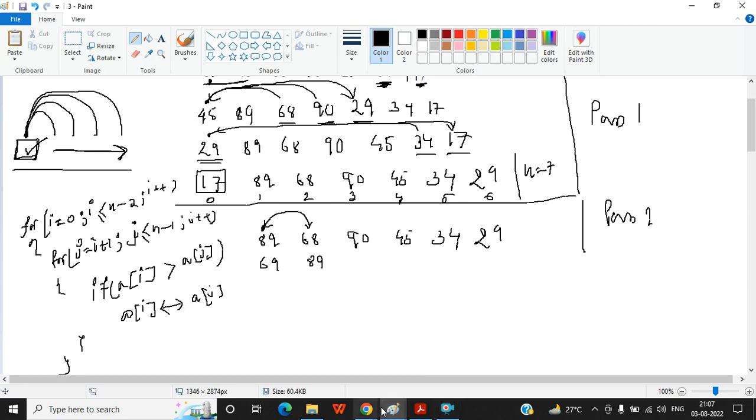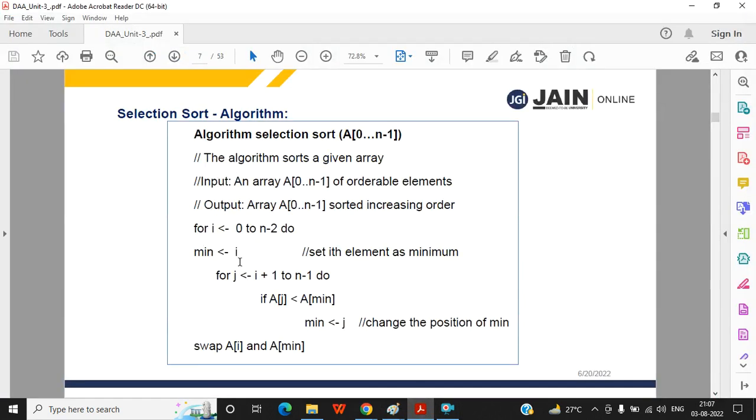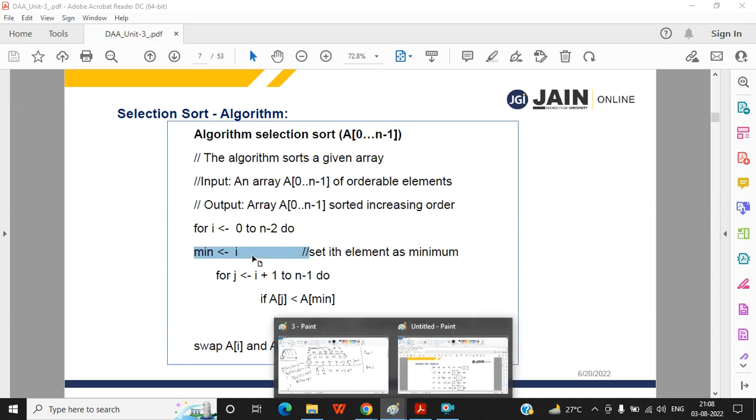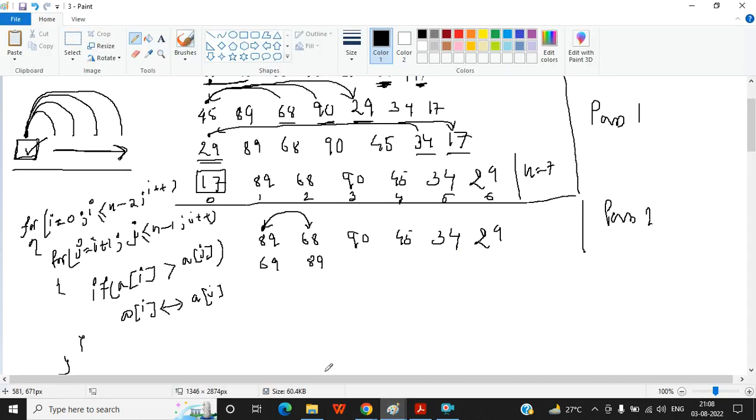Here they are using the same i equal to 0 to n minus 2, and they are taking min, every time comparing with min. This algorithm and that algorithm are the same. The only difference is that here, whenever the condition becomes true, we make a swap, interchanging. I did this to make it simple.